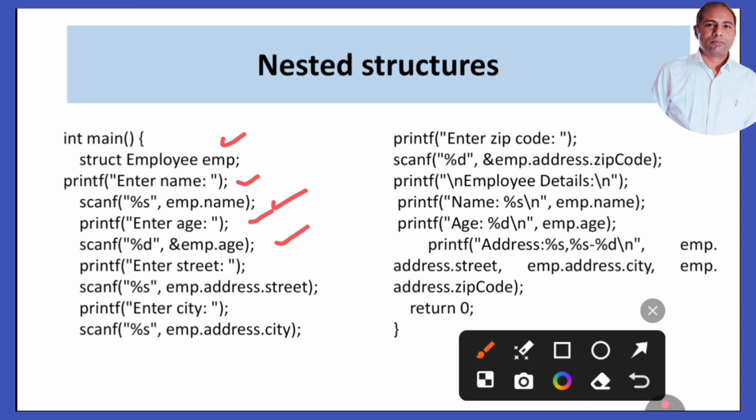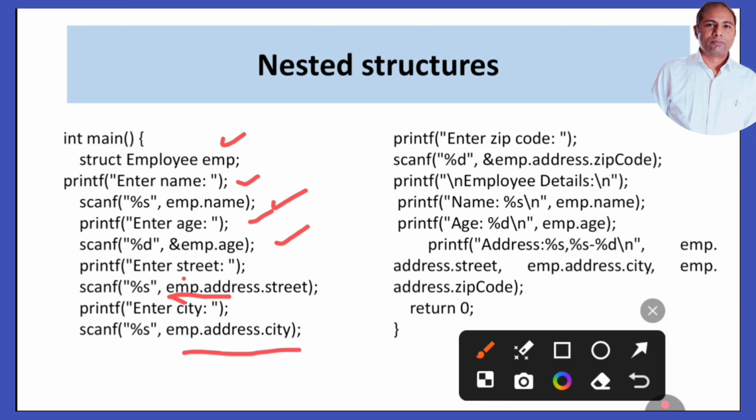Now if we want the street number, this is the nesting of structure: one structure is emp, and another structure is address. So we write here emp.address.street. Same thing here, nesting of structure, so we write emp.address.city. Same thing here also, nesting of structure, emp.address.zip code.